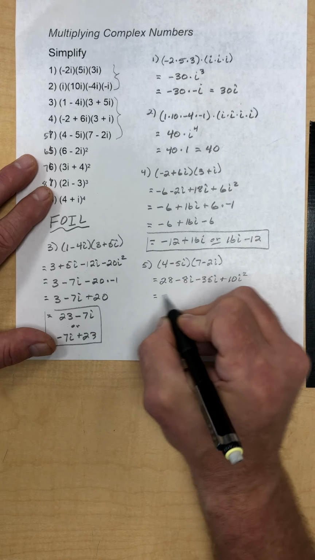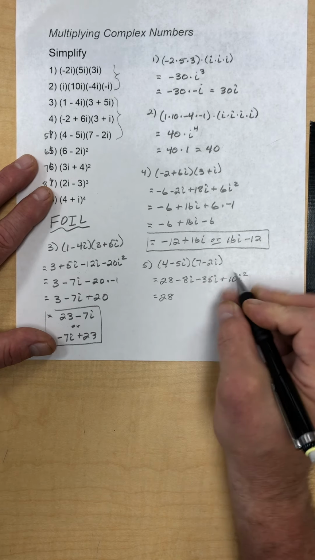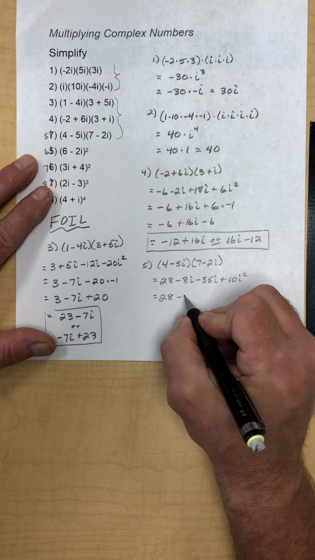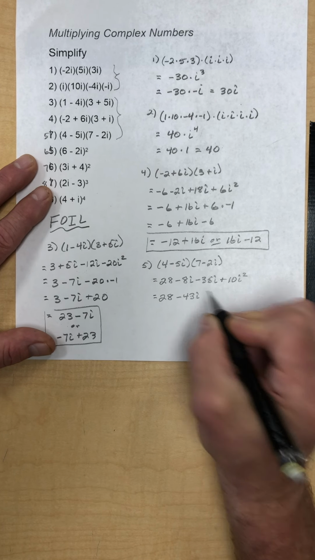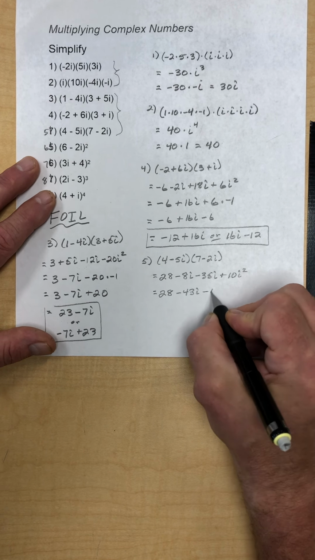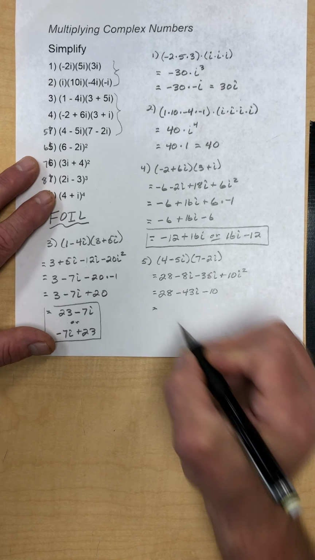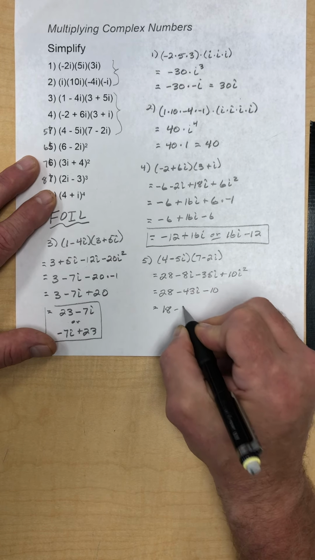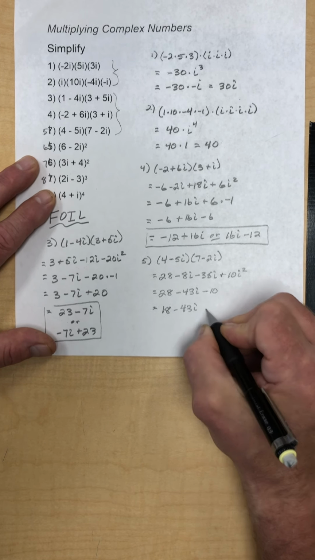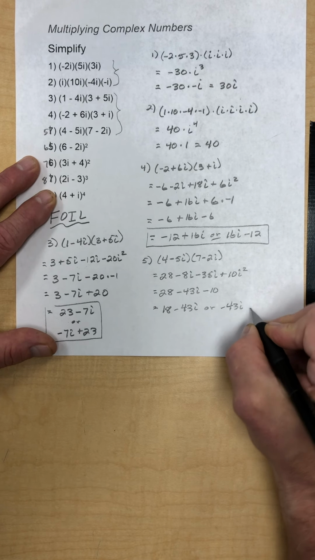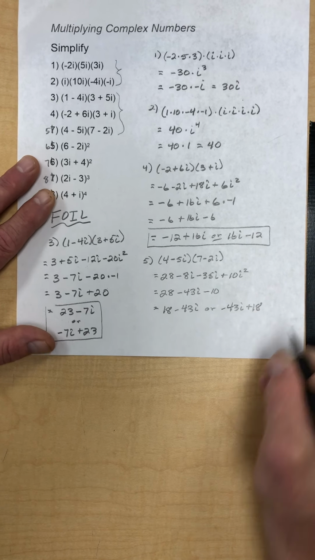And then we simplify. So I got the 28. Let's see, negative 8I minus 35I would give us negative 43I. And let's see, this would be 10 times negative 1, so that's a negative 10. So let's see, adding the 28 and the negative 10, I get 18 minus 43I, or I could write that as negative 43I plus 18.